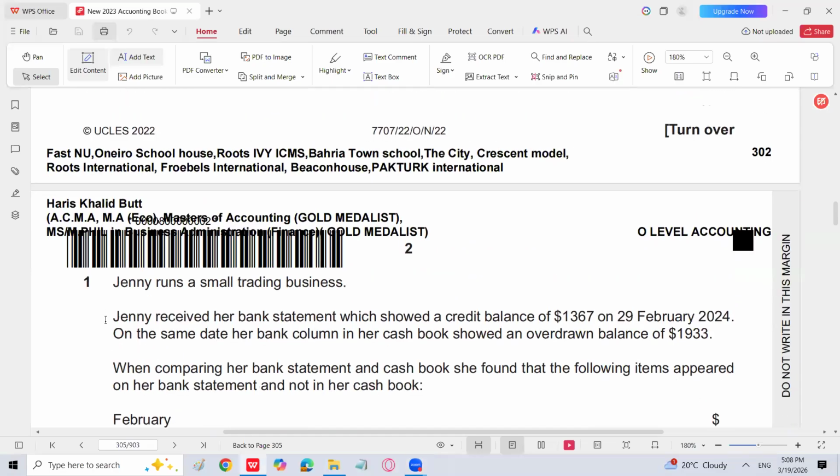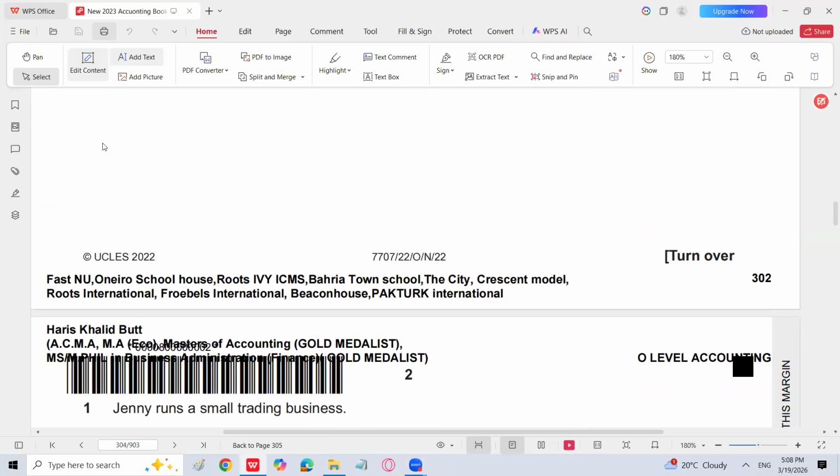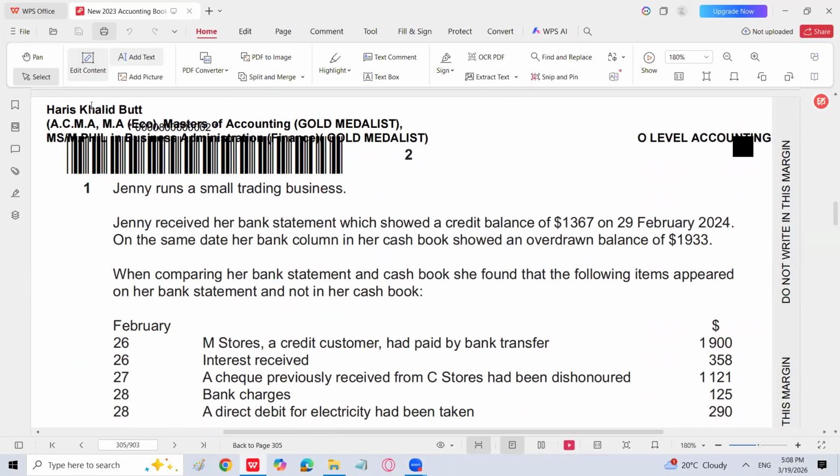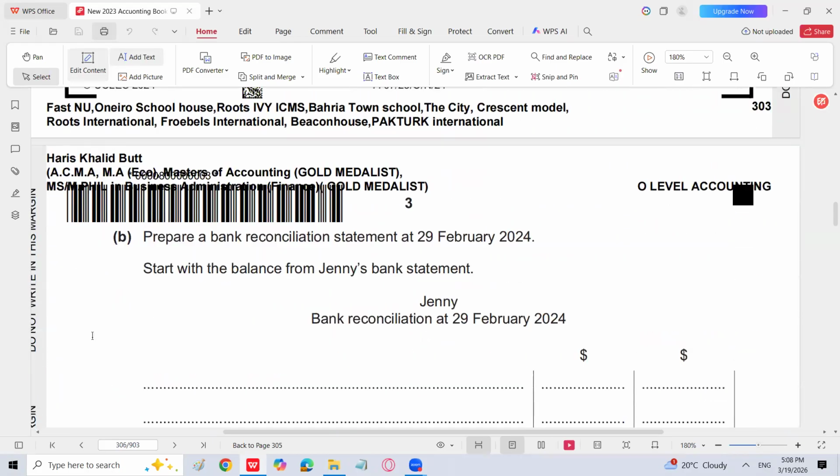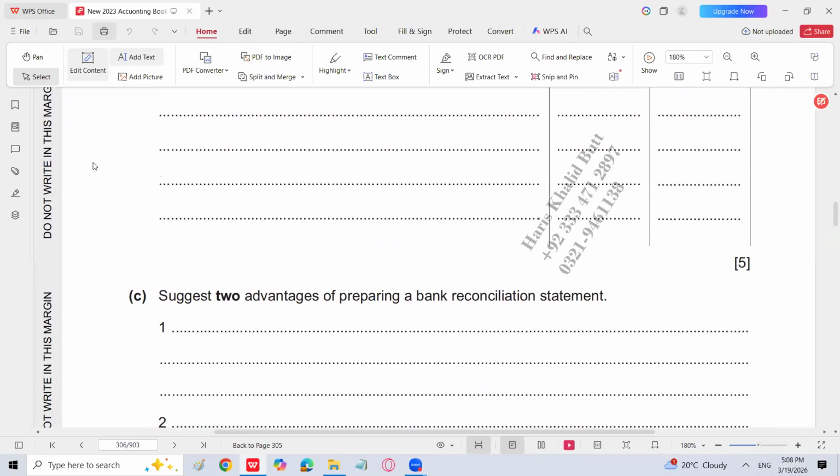So we are doing O-level accounting bank reconciliation statement. October, November 22, we have solved the question from BRS statement form. Then we have solved October, November 24, 23, again, BRS in statement form.